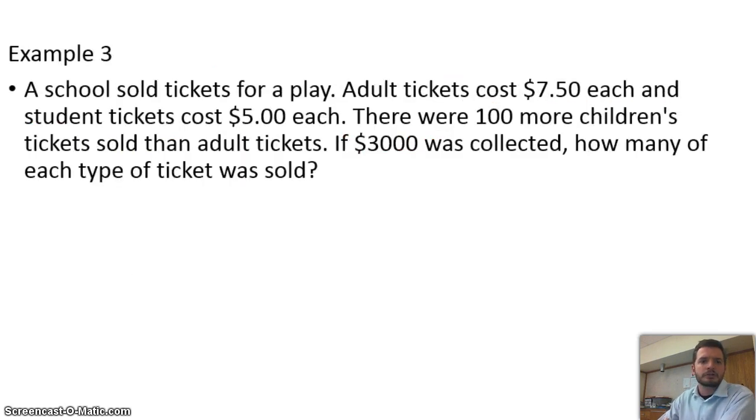All right, so the other main type of problem you're going to see has to do with tickets to plays and games and stuff like that. You're going to see those all the time. In this case, it says the school sold tickets for a play. Adult tickets cost $7.50 each, and student tickets cost $5 each. There were 100 more children's tickets sold than adult tickets. I'm going to stop right there.